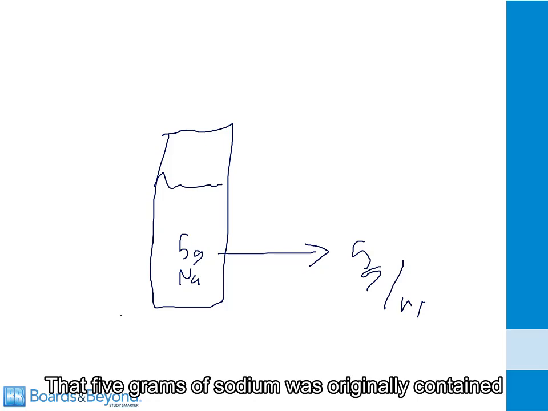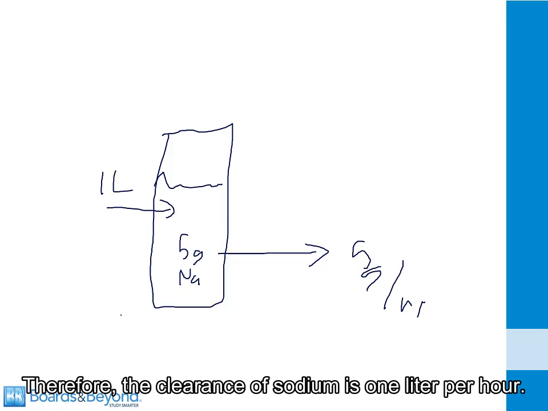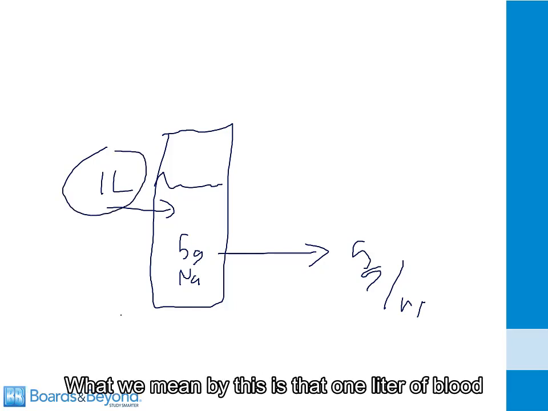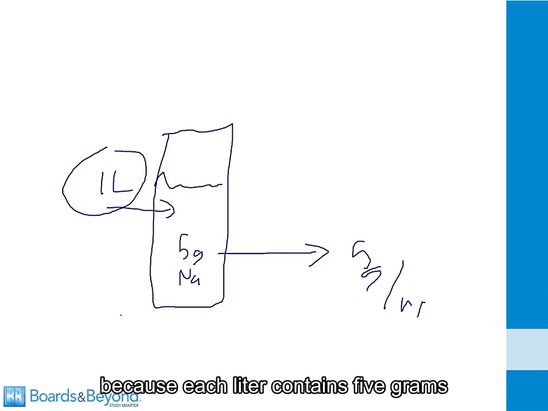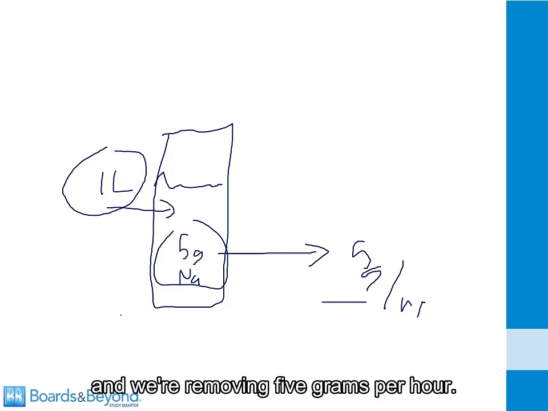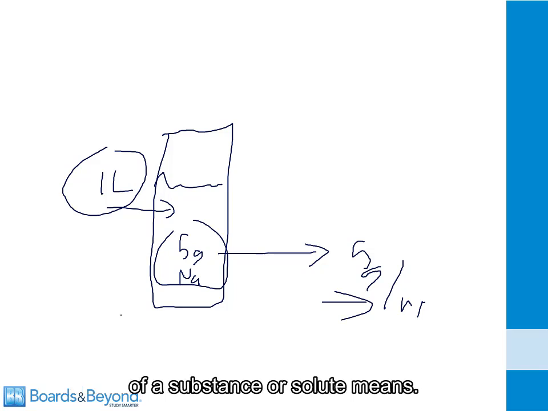That 5 grams of sodium was originally contained in 1 liter of blood or plasma. Therefore, the clearance of sodium is 1 liter per hour. What we mean by this is that 1 liter of blood is being completely cleared of sodium per hour, because each liter contains 5 grams and we're removing 5 grams per hour. And that's what the concept of renal clearance of a substance or solute means.